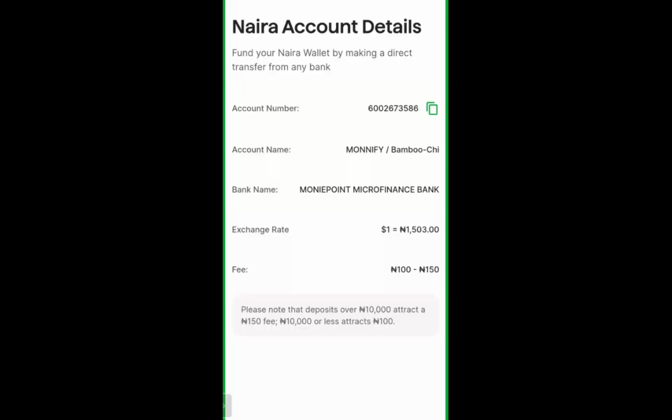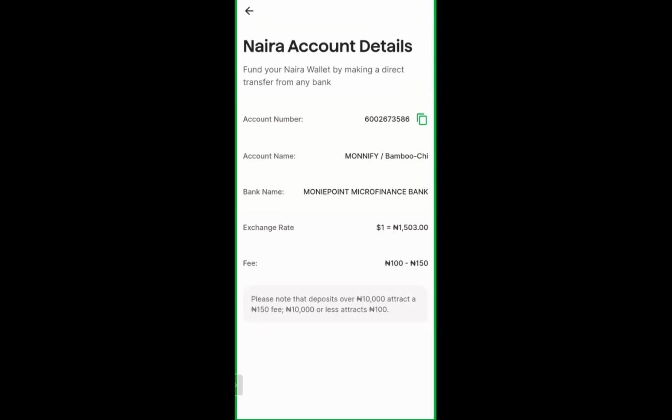So when you use a direct transfer, what it does, it gives you an account number that you make the transfer to. All these brokerage accounts, they have their charges. They have what they take from you, right? So I think Bamboo is 1.5%, while Chaka is just 1%. That's one of the differences between Bamboo and Chaka.